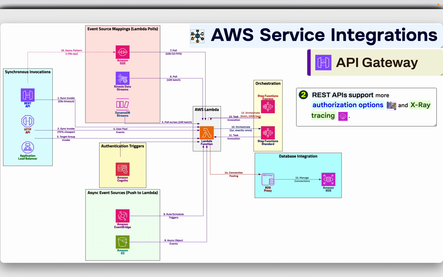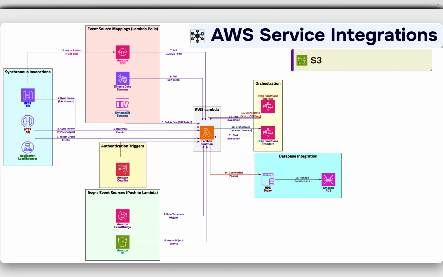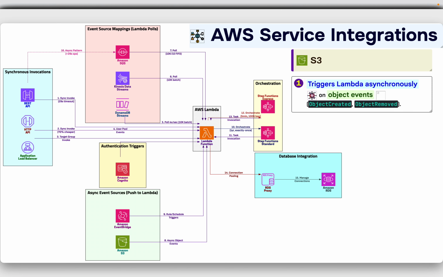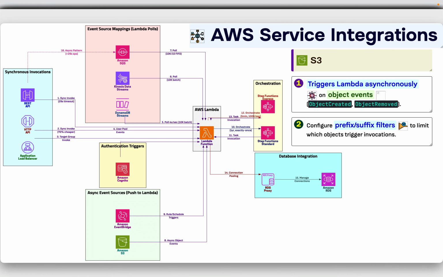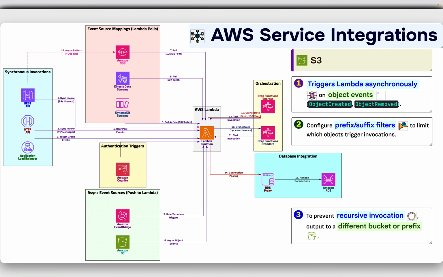REST APIs support more authorization options and X-Ray tracing compared to HTTP APIs. Next one is S3. So S3 triggers Lambda asynchronously on object events like object created and object removed. You can configure prefix or suffix filters to limit which objects trigger invocation. So prefix and suffix is basically your folders, so what comes before and what comes after the folder names. To prevent recursive invocation, output to a different bucket or prefix than the source.